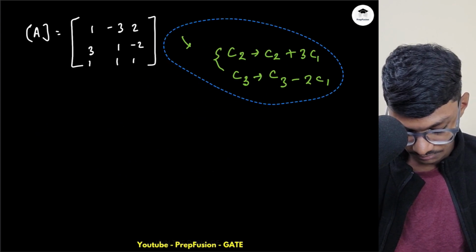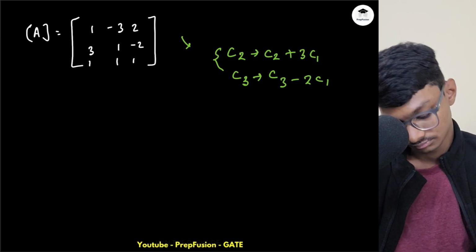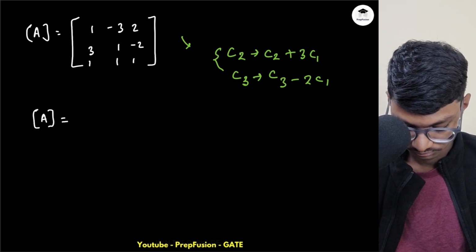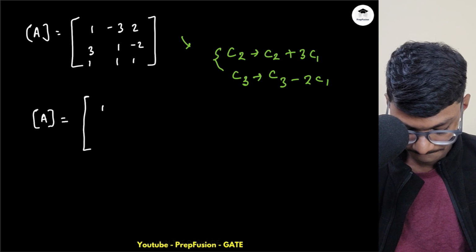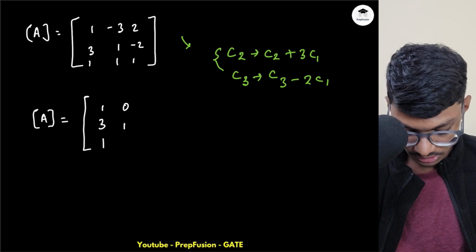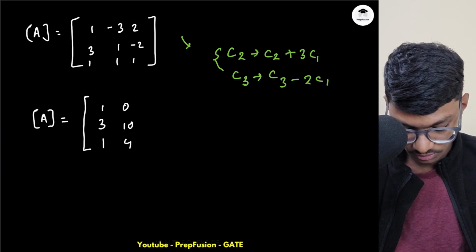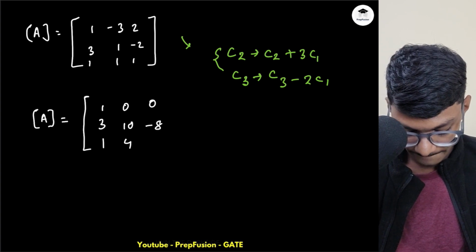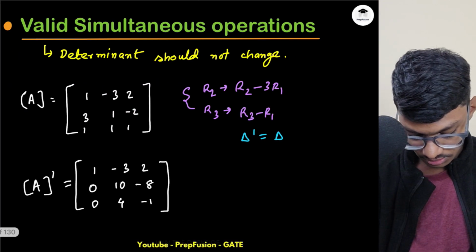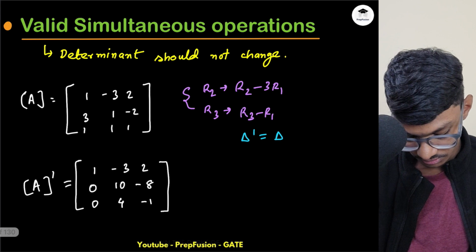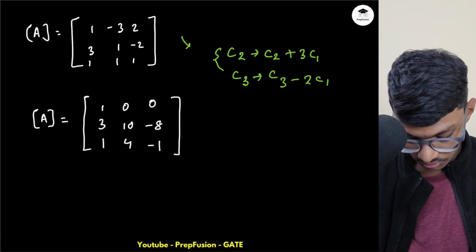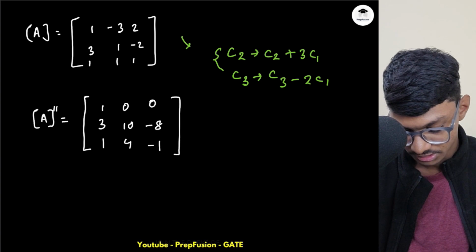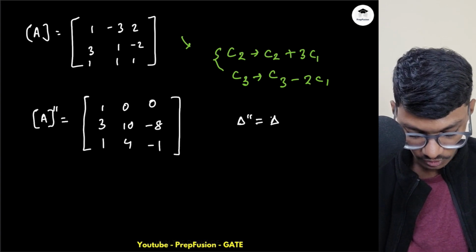So basically what will this become? This will be simply 0, and I'm adding 3 times this, so this will be 10, 3 times this will be 4, and then I'm subtracting 2 times this, which will be 0 only, 2 times this will be minus 8, minus 1. Okay. So yeah, it's almost the same thing only. You check the determinant of this, let's name this double dash delta, double dash will be equal to delta. Okay, so the determinant won't change.